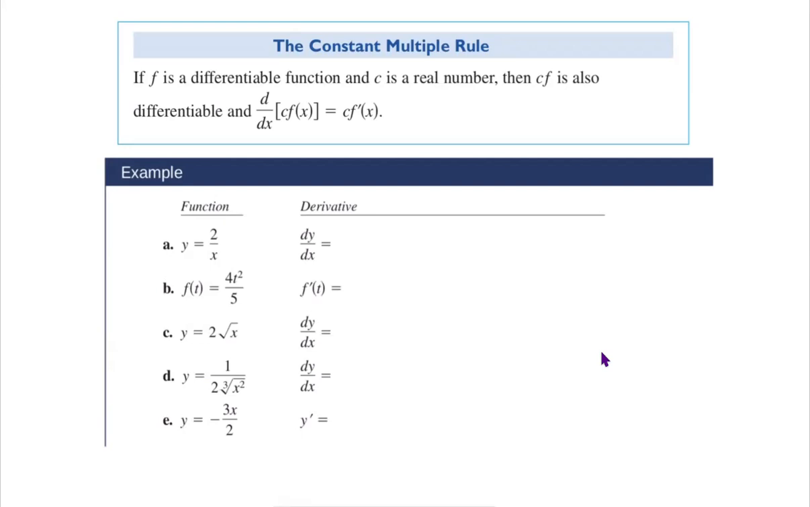All right, now let's go ahead and do some examples. 2 over x is the same as 2x to the negative 1 power.